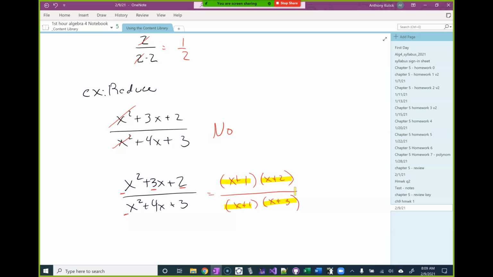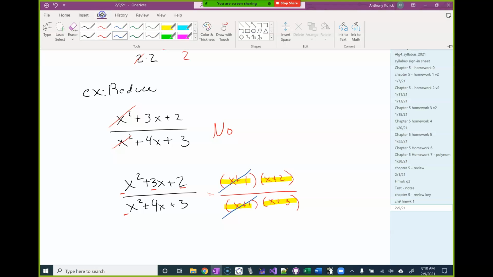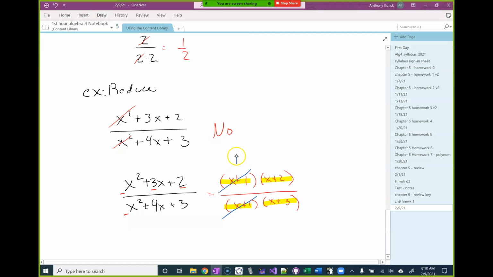Is there a parenthesis in the numerator and denominator that is identical? The x plus 1s. So what can we do with those? We can cross them out. When we cross them out, they really become 1s. But that doesn't really matter to us because 1 times anything is still itself. So what we're left with is just x plus 2 over x plus 3, not times. And that's our final answer.